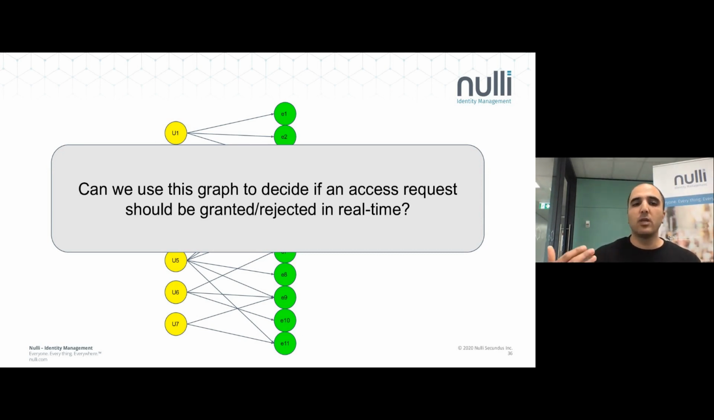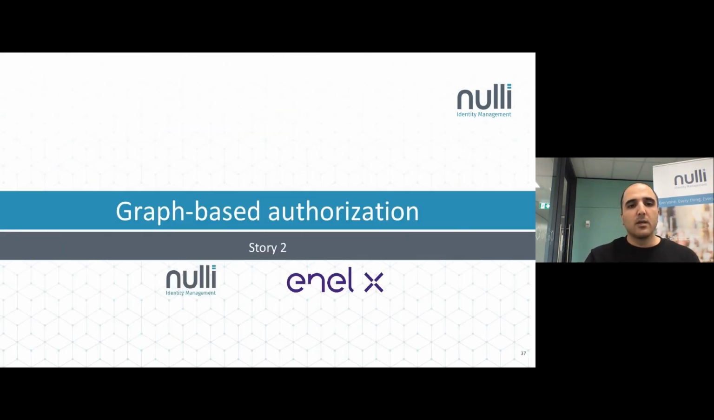Can we do that? When we get a request for accessing a resource, can we run a query against this graph? And if we get back something, we say that, okay, the request should be granted, otherwise rejected. The answer is yes, and I'm going to explain how we do that in the second story. The second project or story that I'm going to explain here was with a client called NLX. And in this project, we actually designed a graph-based authorization solution together with our client.